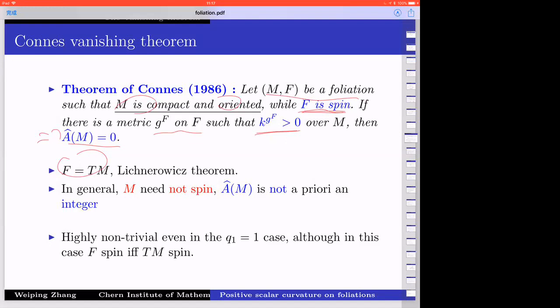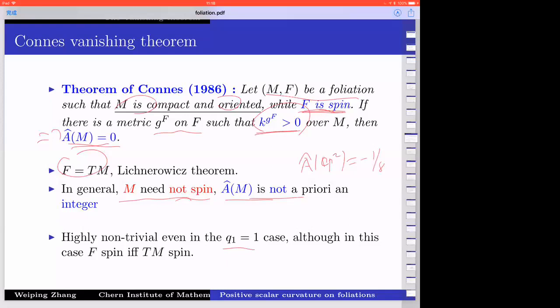In general, the interesting point is that here F is spin, but the total manifold need not be spin. So A-hat of M is not a priori an integer. Of course, under this condition you get zero, an integer, but a priori it's a non-spin manifold. You recall that for CP2, it equals 1 minus 1/8, so it is not an integer. This makes Connes's theorem more interesting. And this theorem is highly non-trivial, even in the case of q equal to one.